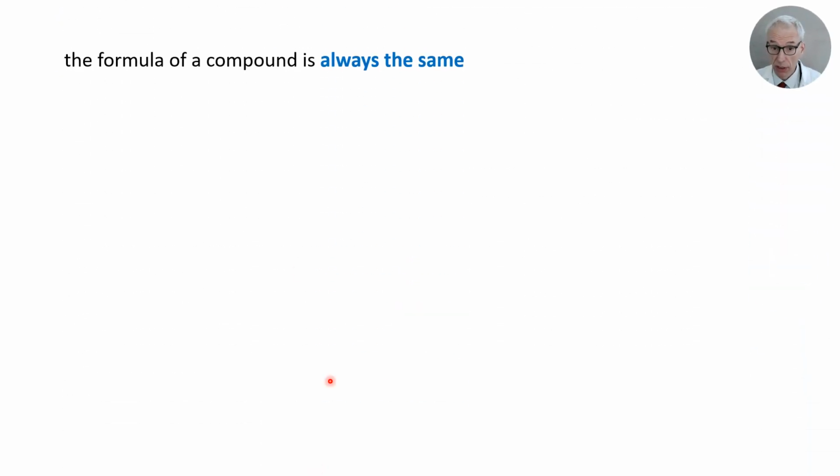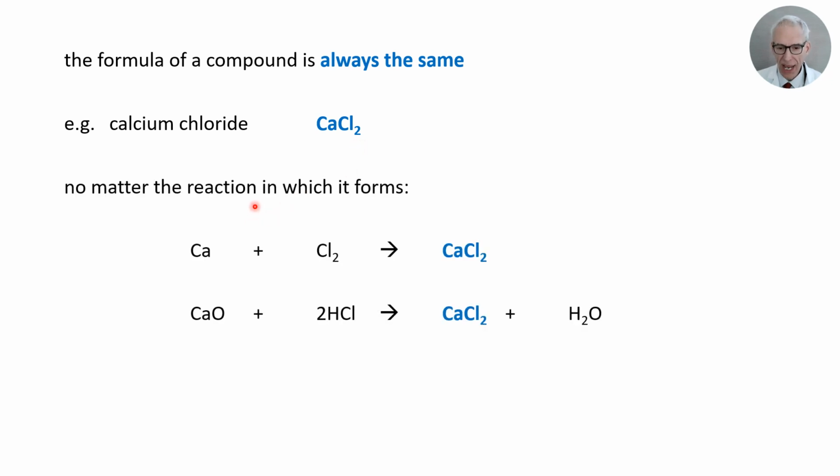The formula of a compound is always the same. Calcium chloride is always 1 calcium, Ca, and 2 chlorines, Cl2. So 1 calcium and 2 chlorines, no matter the reaction in which it forms. So the direct combination of calcium and chlorine to make calcium chloride, the formula CaCl2, 1 calcium and 2 chlorines.